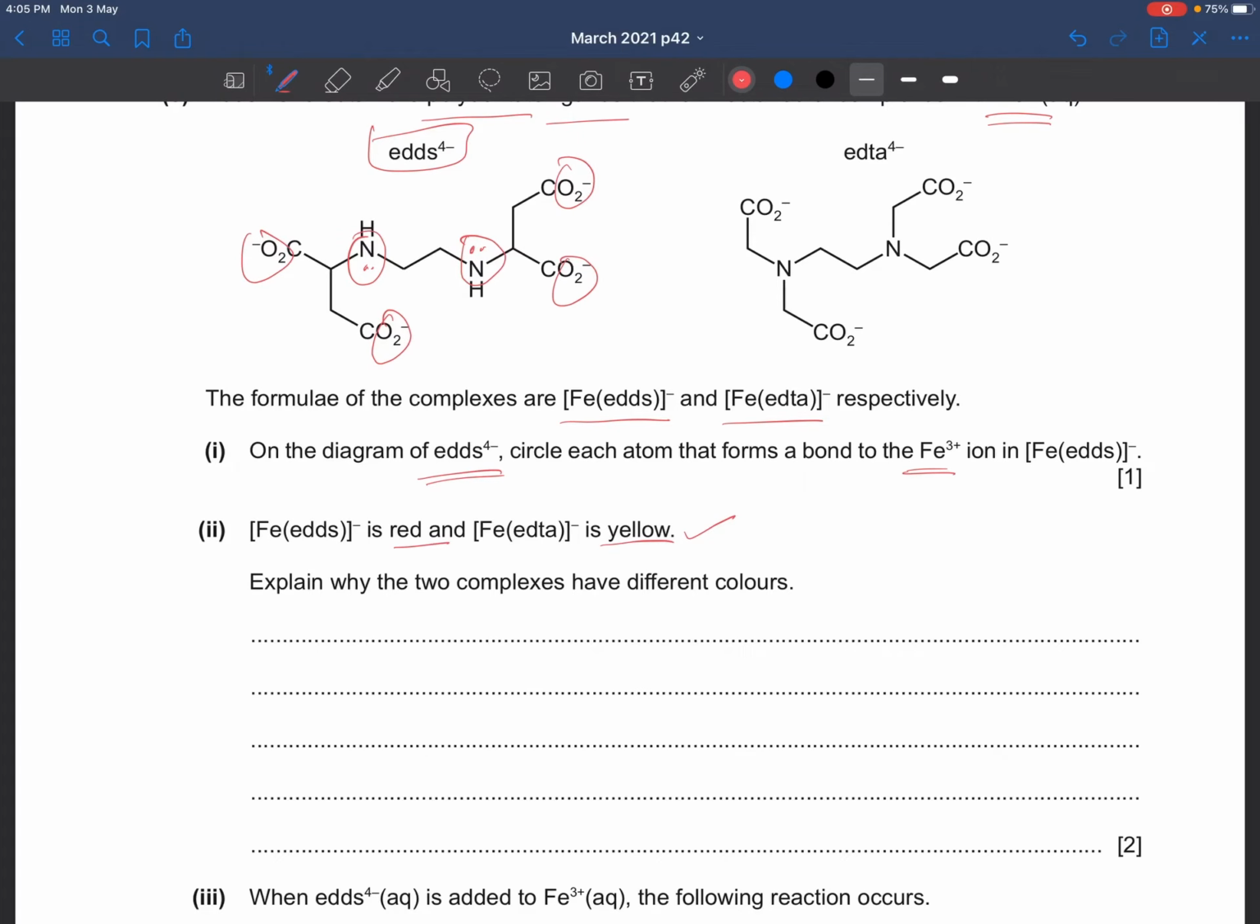Now FeEDDS- is red and FeEDTA- is yellow. Explain why the two complexes have different colors. Because they generate different energy levels, right? I hope everyone knows the answer: they generate different energy levels in the visible range. So electrons require different energy to jump.